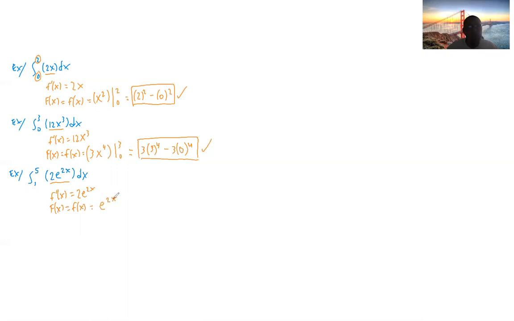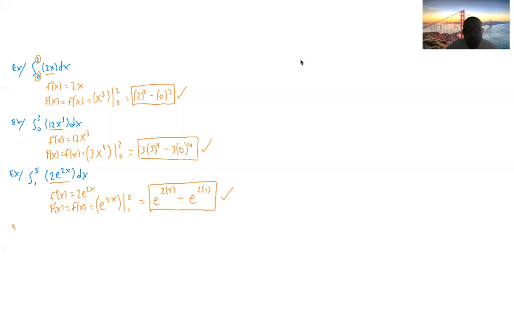Okay? e to the 2x. Since it's on a defined interval from 1 to 5, we are going to evaluate on the interval from 1 to 5, which means big F of x evaluated at 5, so e to the 2 times 5, minus big F of x evaluated at 1, e to the 2 times 1. And when you do this, you are going to end up with a single number final answer. All right. So one more.